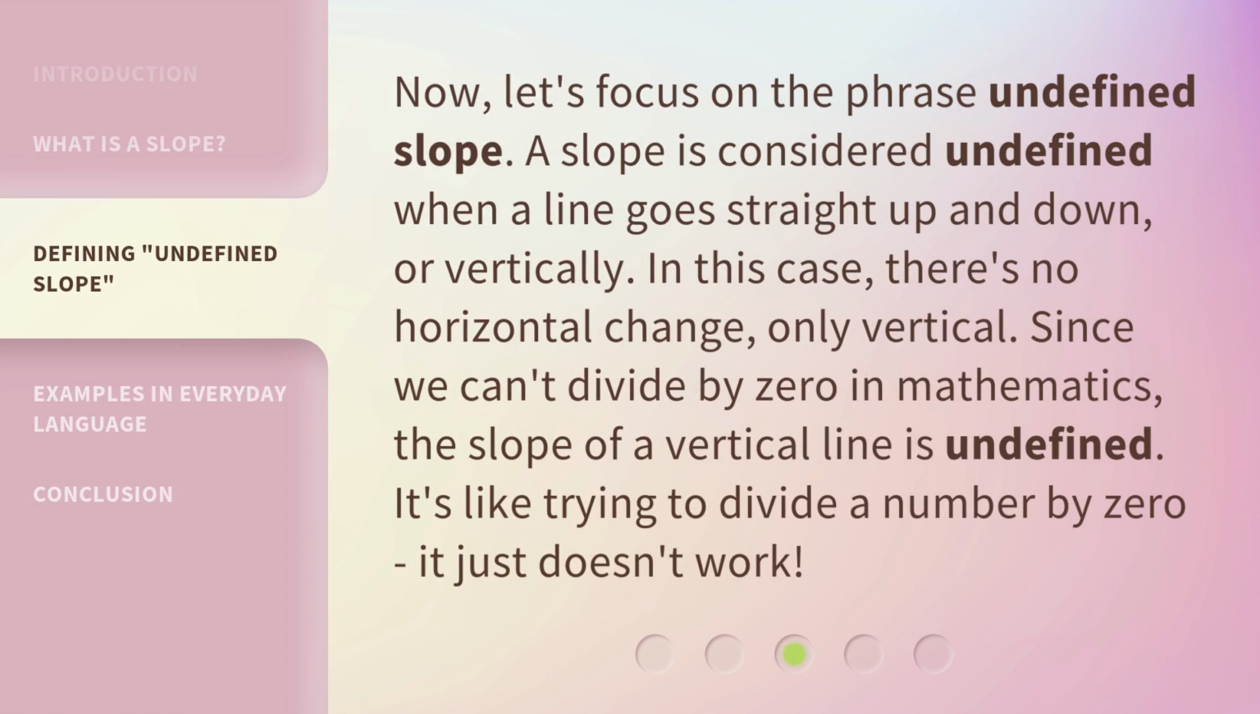Now, let's focus on the phrase undefined slope. A slope is considered undefined when a line goes straight up and down, or vertically. In this case, there's no horizontal change, only vertical. Since we can't divide by zero in mathematics, the slope of a vertical line is undefined. It's like trying to divide a number by zero. It just doesn't work.